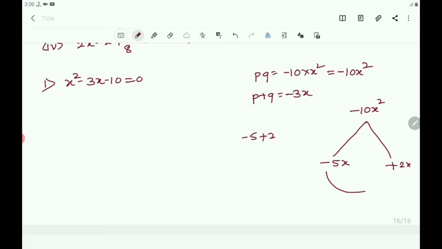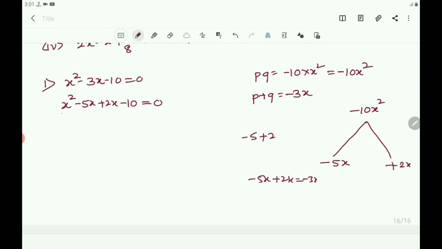You know that minus 5x into plus 2x is minus 10x square, and minus 5x plus 2x is minus 3x, which equals the middle term of the LHS of the given quadratic polynomial. Therefore, minus 3x can be split as minus 5x plus 2x. So you write the 4 terms here: x square minus 5x plus 2x minus 10 equals 0.